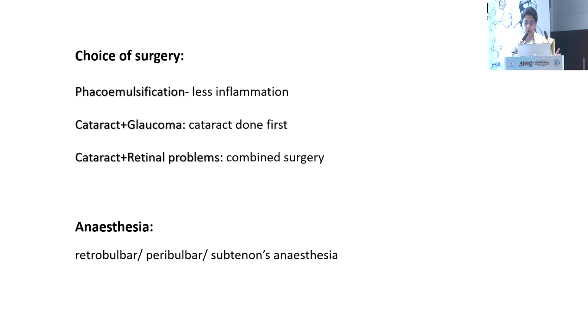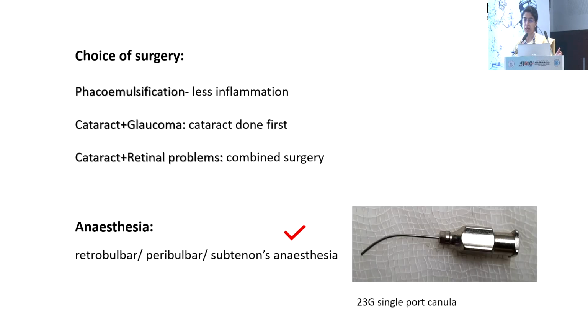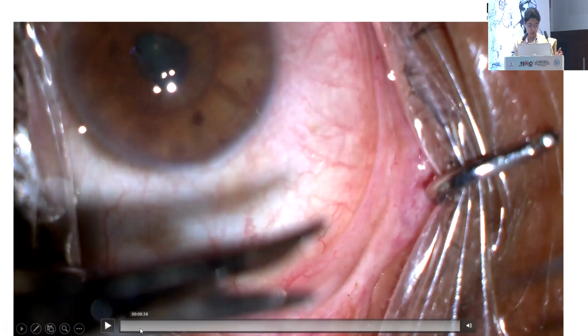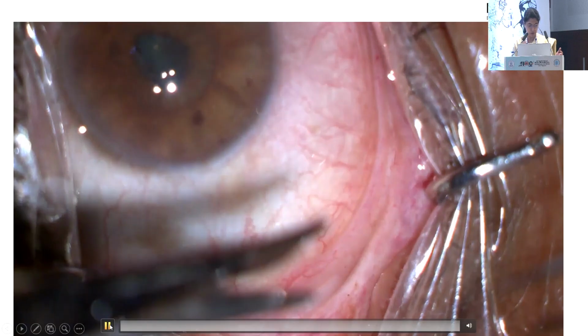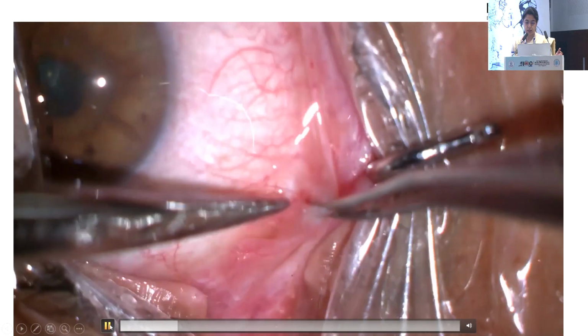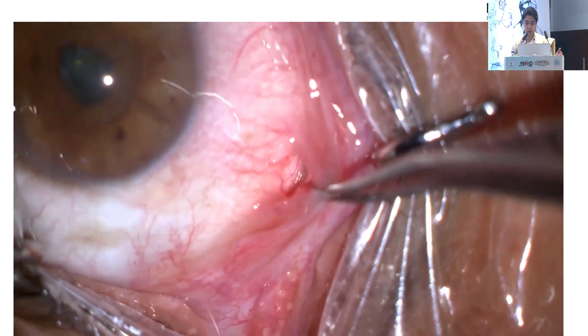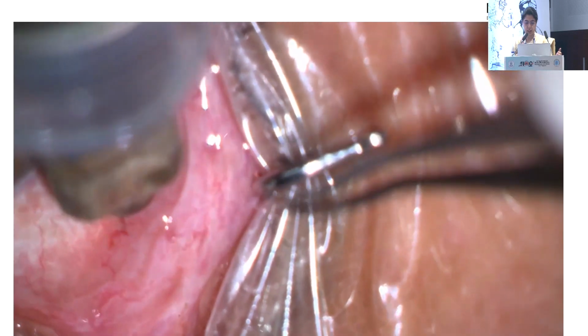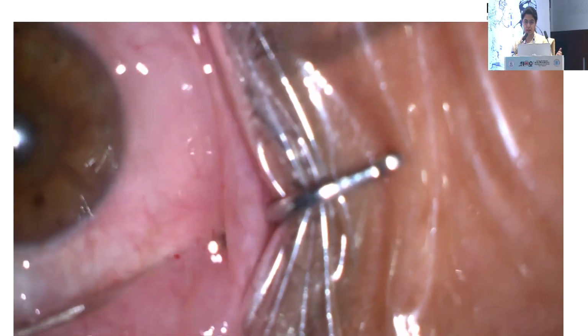Anesthesia is surgeon choice, but do not do these surgeries under topical anesthesia because there you can get surprises intraoperatively. I prefer subtenon anesthesia. It can be given with a single port cannula. Here you just see, this is very simple. You just go into the subtenon space and you can just go with that blunt cannula and inject. So this is a painless block.